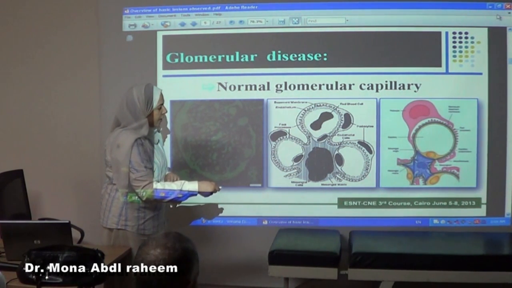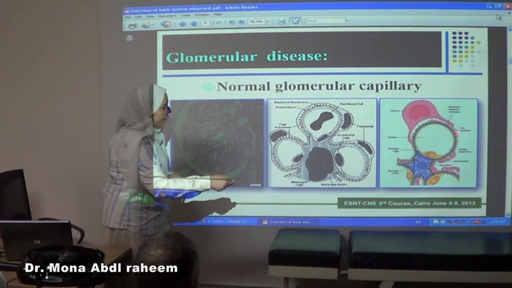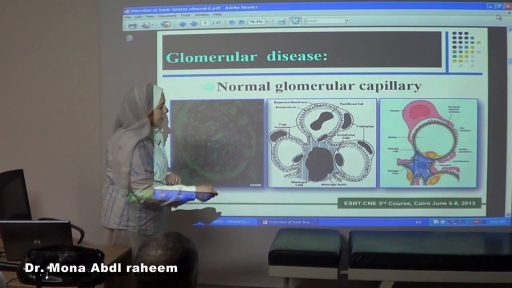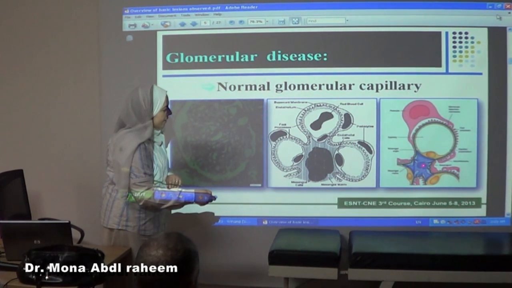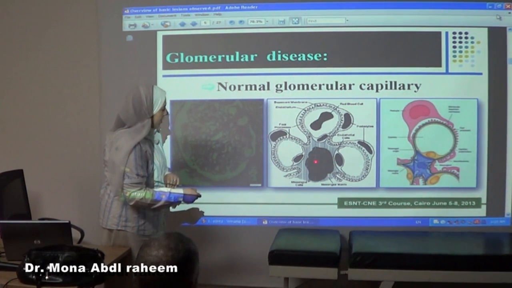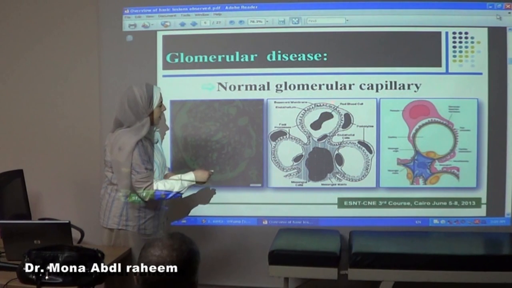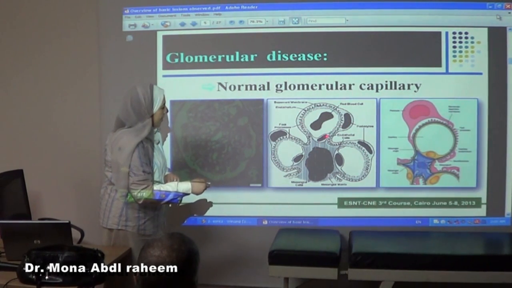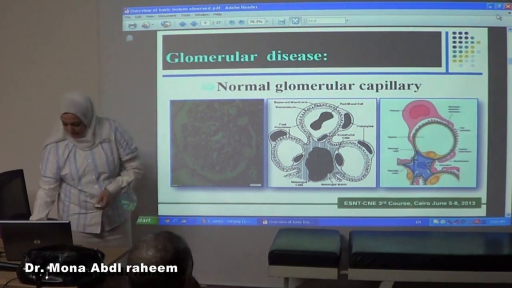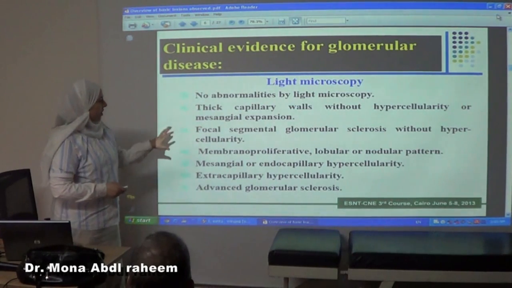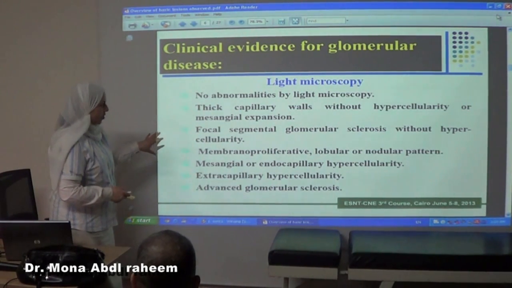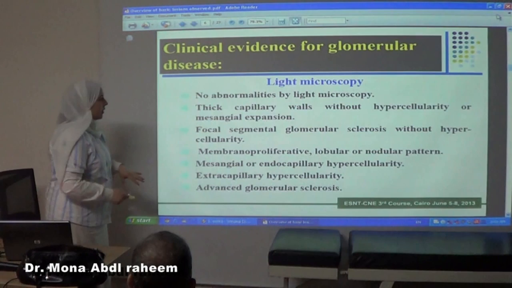Here is the endothelial lining, and this is the endothelial fenestra of the endothelial cell. The blue color is the mesangium, and this blue cell is the mesangial cell. Here also this is the mesangium, this is the mesangial cell. Foot process, epithelial cell, endothelial cell. This slide is the core of this presentation, so it is an important slide.